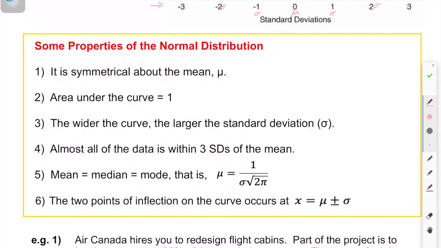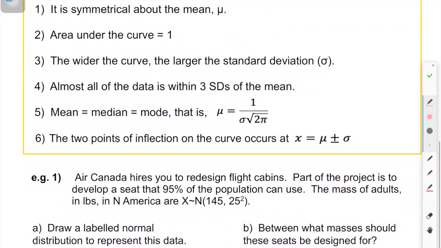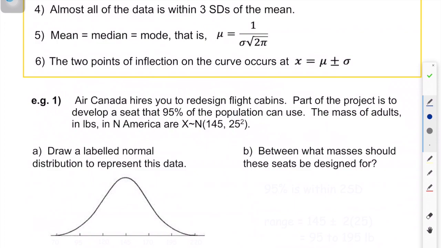Number 4, almost all of the data is within 3 standard deviations of the mean. As a matter of fact, that's approximately 99.7%. And then number 5, the mean is equal to the median is equal to the mode. That is, the peak height is equal to 1 over sigma times square root of 2 pi. And number 6, the 2 points of inflection on the curve occur at x equals mu plus or minus sigma.